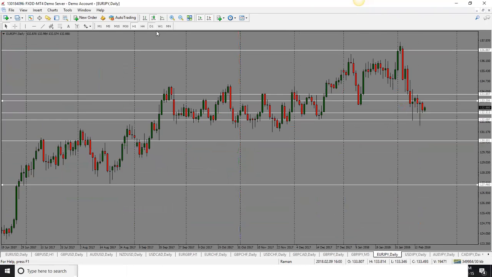Euro yen, we have a similar thing here. We had a bearish candle close. It hasn't broken the low though. So in this case, Euro yen looks more bearish than pound yen. So I'm looking for price to drop here back into this.